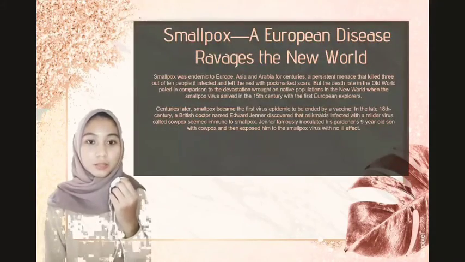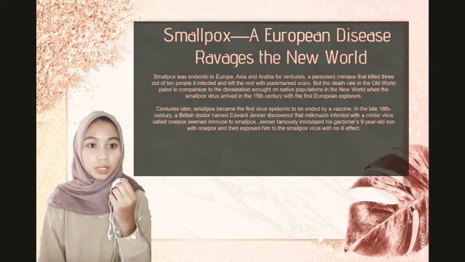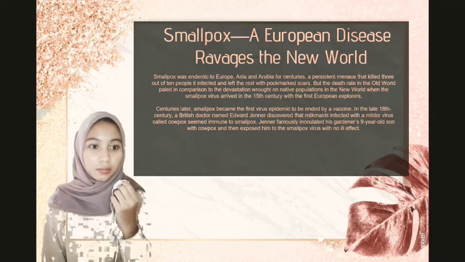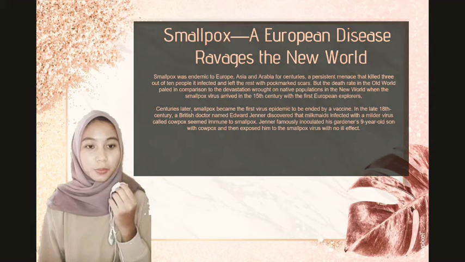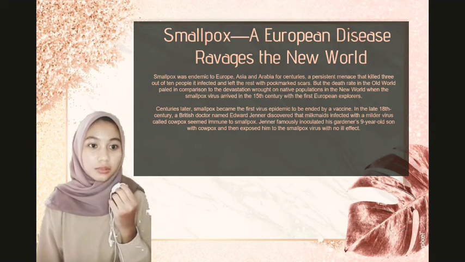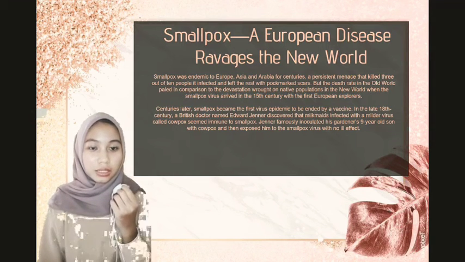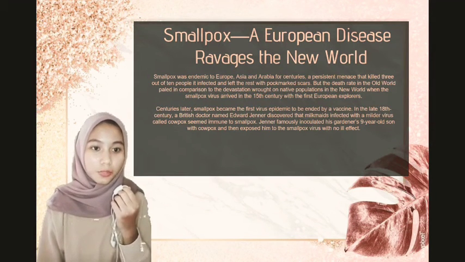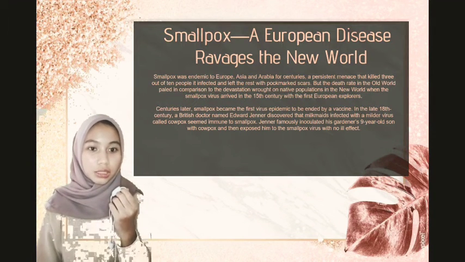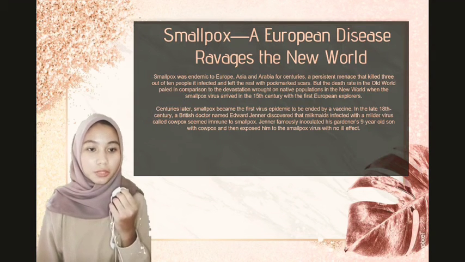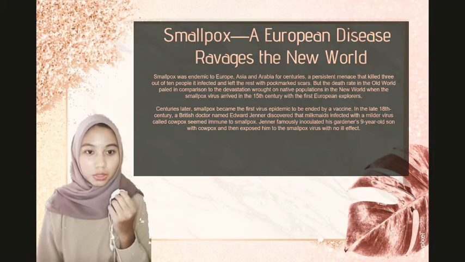Fourth is smallpox. A European disease ravaged the New World. Smallpox was epidemic in Europe, Asia, and Arabia for centuries, a persistent menace that killed 3 out of 10 people it infected and left the rest with pock-marked scars. But the death rate in the Old World paled in comparison to the devastation worked on native populations in the New World when the smallpox virus arrived in the 15th century with the first European explorers.